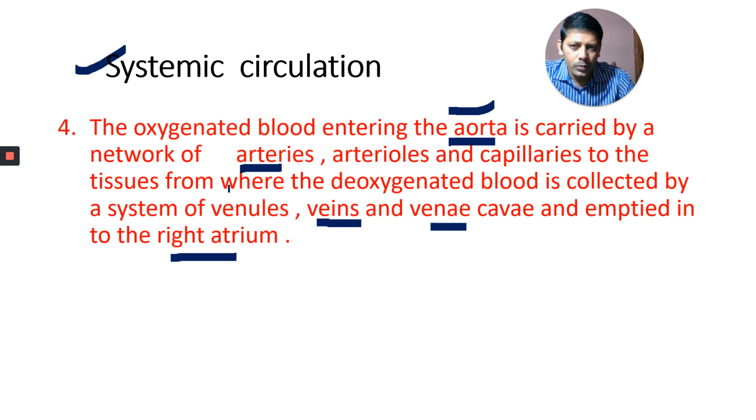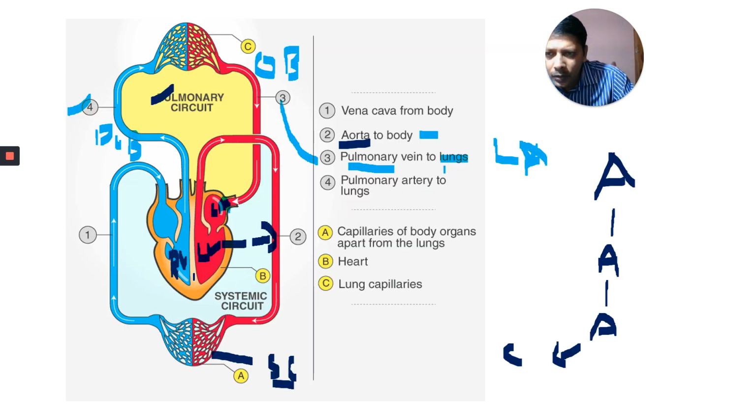Capillaries to the tissues, where the deoxygenated blood is collected by the system of venules, veins, and vena cava. Here there are venules, veins, and the vena cava. Now it is coming to the right atrium.